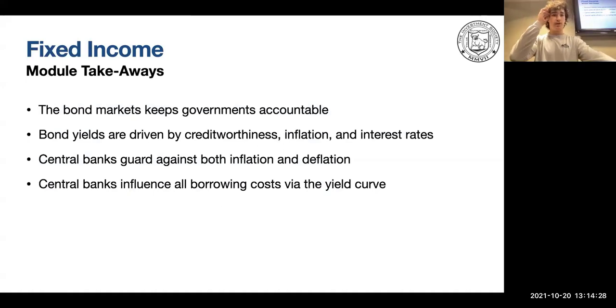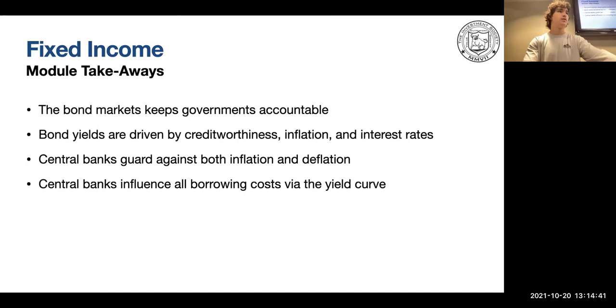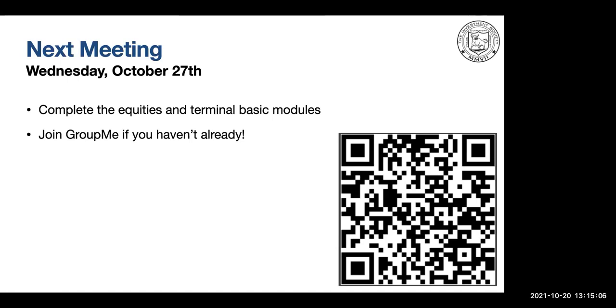The module takeaways for this were that the bond market keeps governments accountable. Bond yields are driven by creditworthiness, inflation, and interest rates. Not covered on here where it says creditworthiness, it labeled the UK and the US as the most creditworthy countries. Countries that have just been known over time to pay back bonds are typically the most trustworthy. And central banks guard against both inflation and deflation, and central banks influence all borrowing costs via the yield curve. That was pretty much everything covered in currencies and fixed income.